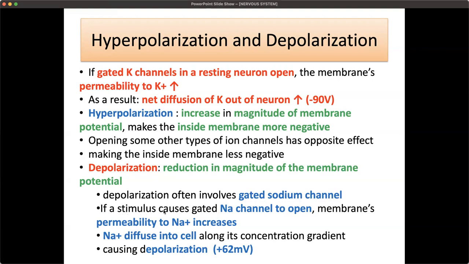So let's say a stimulus arrives. It's going to cause the sodium channels to start to open. At resting potential, only a little sodium channel is open, right? But now when the stimulus arrives, it's going to cause a lot of sodium channels to open. So the membrane permeability to sodium is going to increase, allowing a lot of sodium ions to flow in. The sodium diffuses into the cell along the concentration gradient, causing depolarization. You see, the voltage is going to be positive 62 millivolts, whereas during the hyperpolarization it is going to be negative 90. It should be millivolts, sorry.